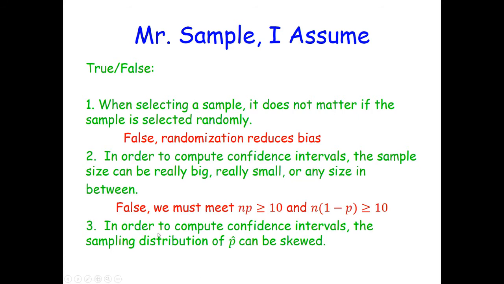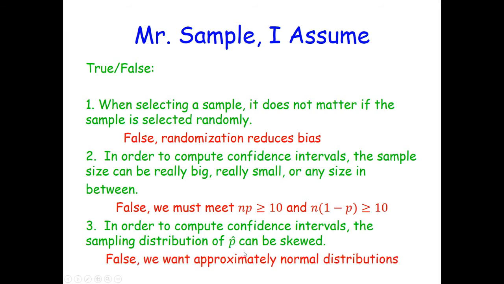And then number 3, in order to compute the confidence intervals, the sampling distribution of p-hat can be skewed. No, we want a normal sampling distribution, which is what this n times p and n times 1 minus p check. If these are both greater than or equal to 10, then the sampling distribution of p-hat is normal, which is what all of our math is going to be based on. So it's important that we have a normal sampling distribution.